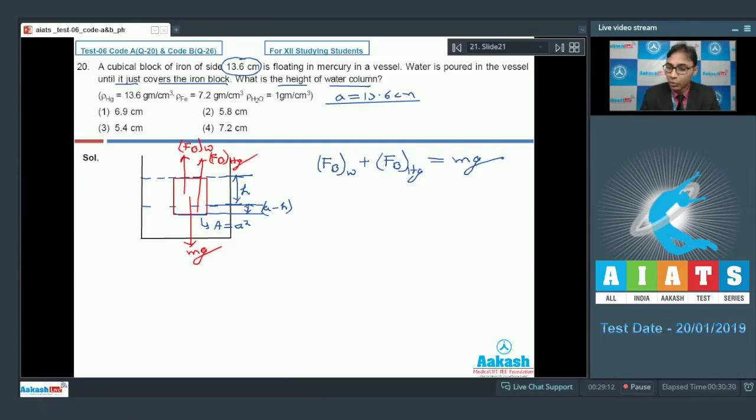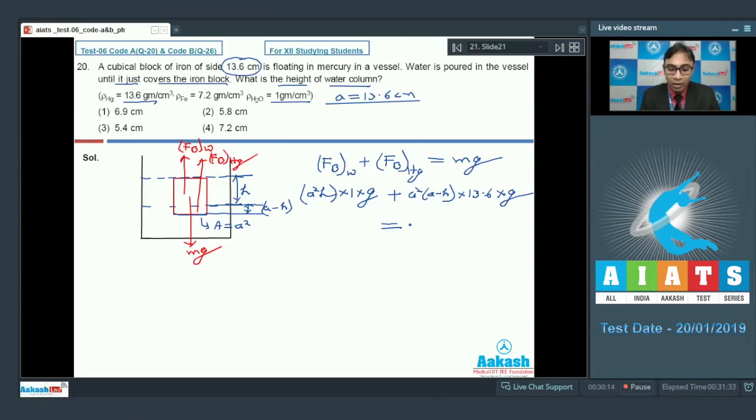If I put the values here, we know that the buoyancy force is volume immersed into density of the liquid into g. What is the volume immersed in water? That will be equal to A square into h, area into height. This is our volume immersed inside the water. And the density of the water is 1 gram per cc, given in the question, into g, the acceleration due to gravity. This is our buoyancy force due to water. Similarly, we can write the buoyancy force due to the mercury. That will be volume immersed inside the mercury, area into height, that is A minus h, into density of the mercury, which is 13.6, given in the question, into g. This is the buoyancy force due to mercury, and the sum will be equal to mg, where m is the mass of the cube.